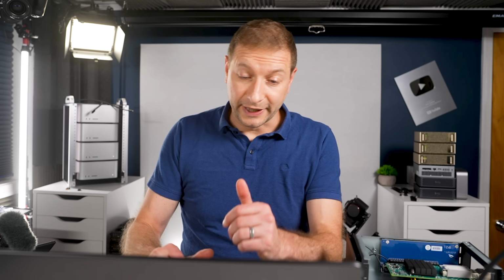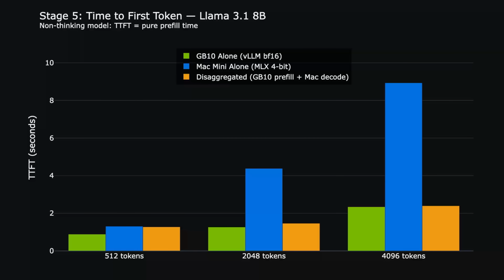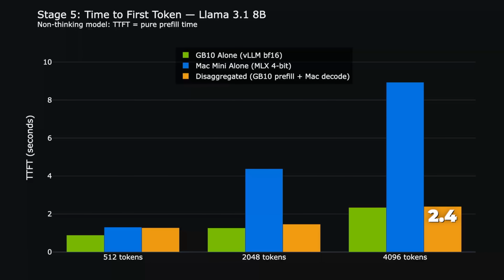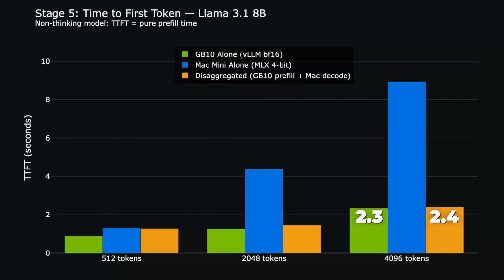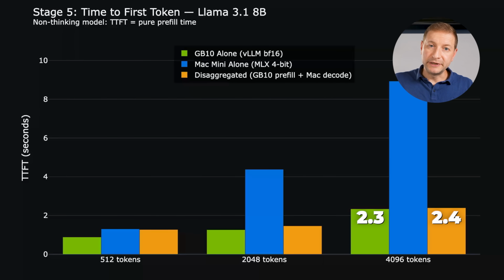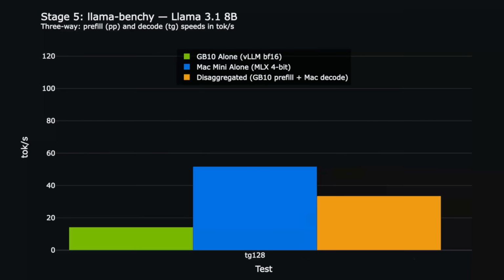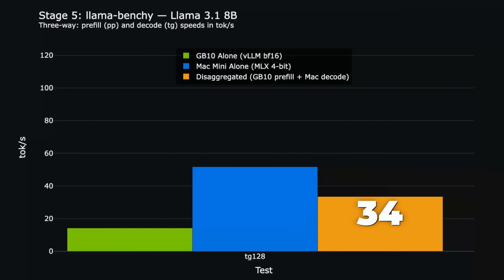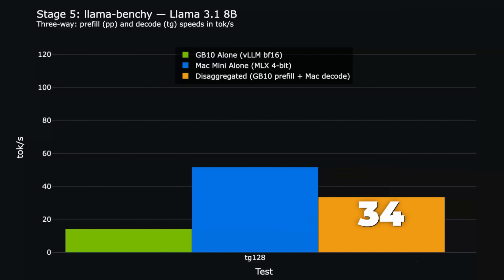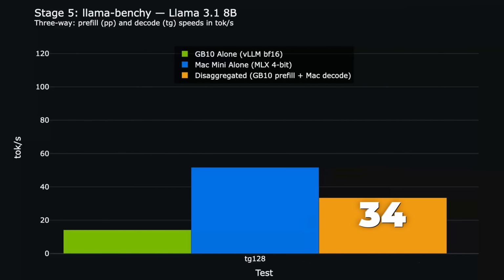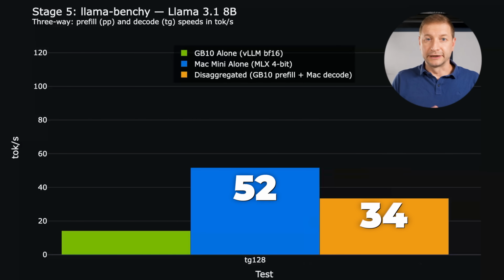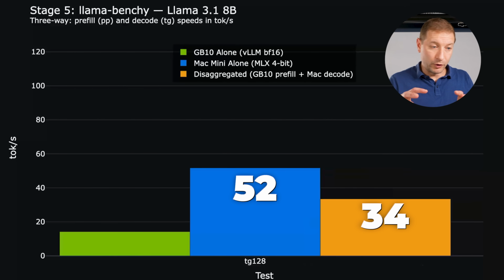And here's my honest answer. My disaggregated time to first token of 2.4 seconds matches the GB10 alone at 2.3. I didn't beat the GB10 on prefill. I matched it. And disaggregated decode of 34 tokens per second is actually a bit slower than the Mac Mini by itself at 52, and that's from the overhead of injecting the remote KV cache.